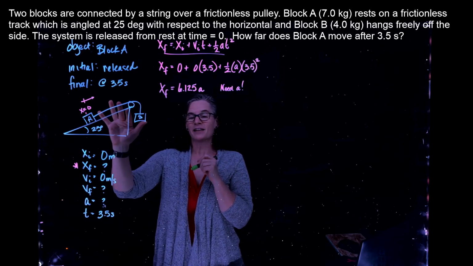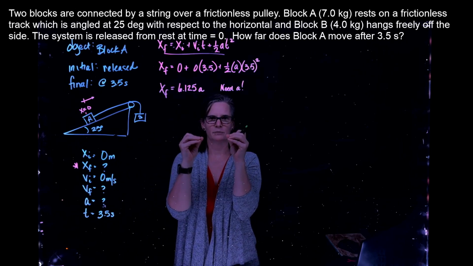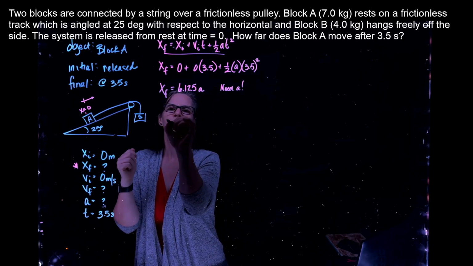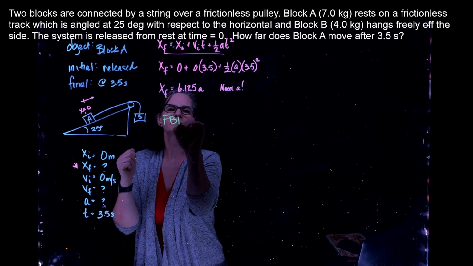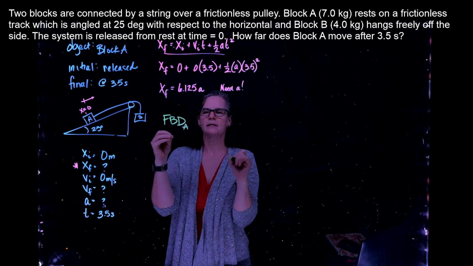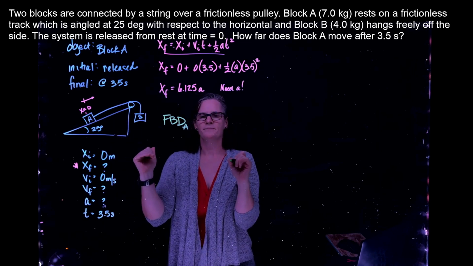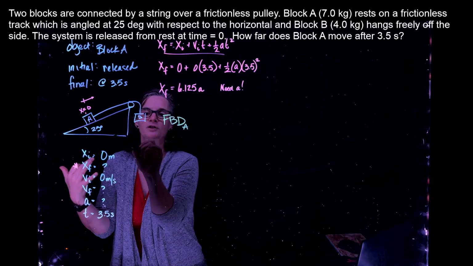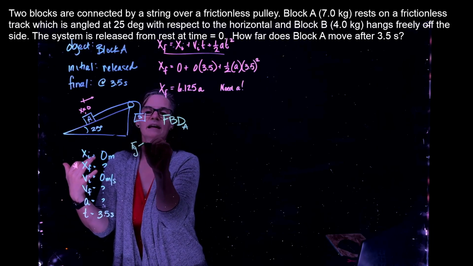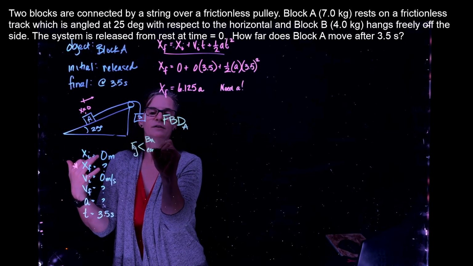We've already identified the object. Our next step is that free body diagram interaction process. So we're going to do a free body diagram on block A, and we want to think about those interactions in order to generate that free body diagram. So what's interacting with block A? Well, we have the force of gravity interacting with block A, and that is between block A and the Earth.